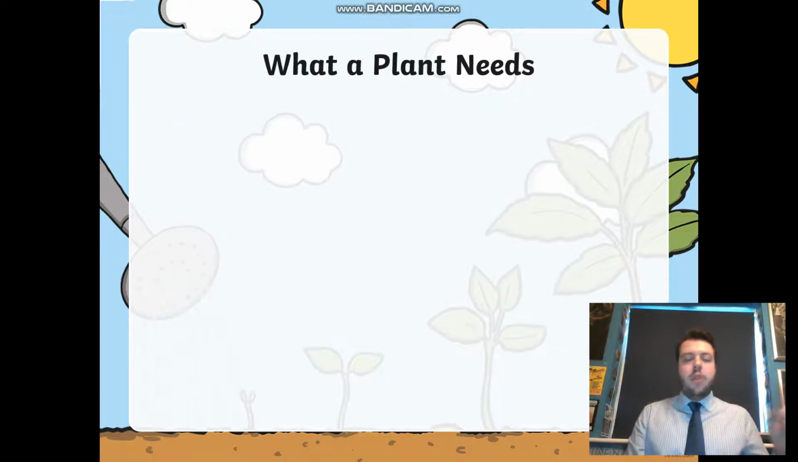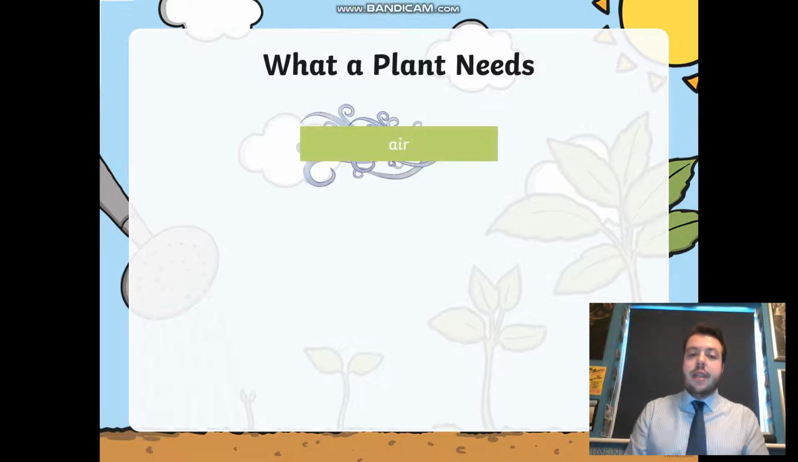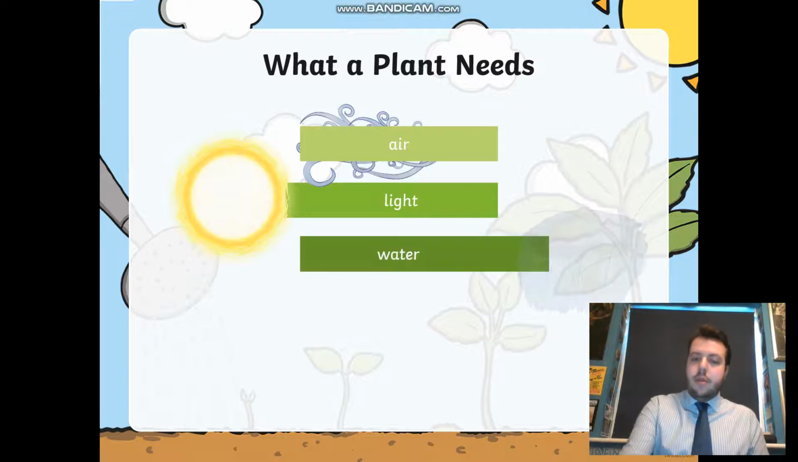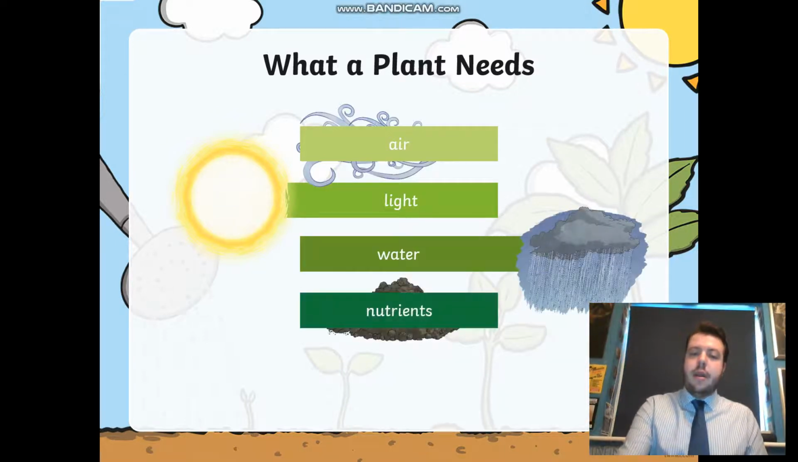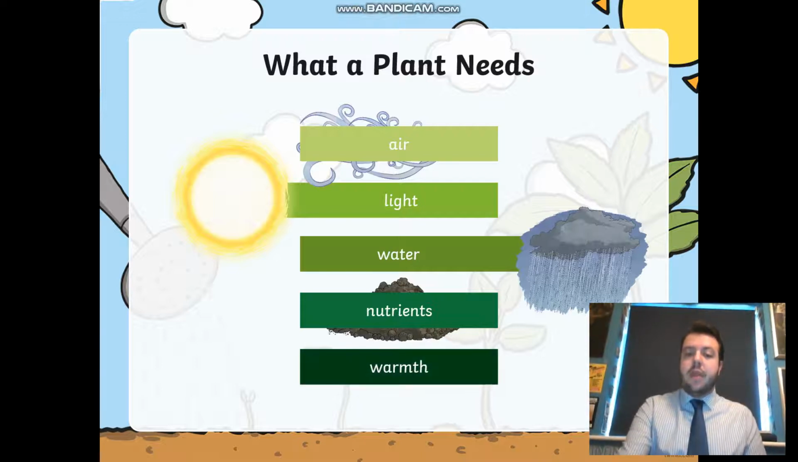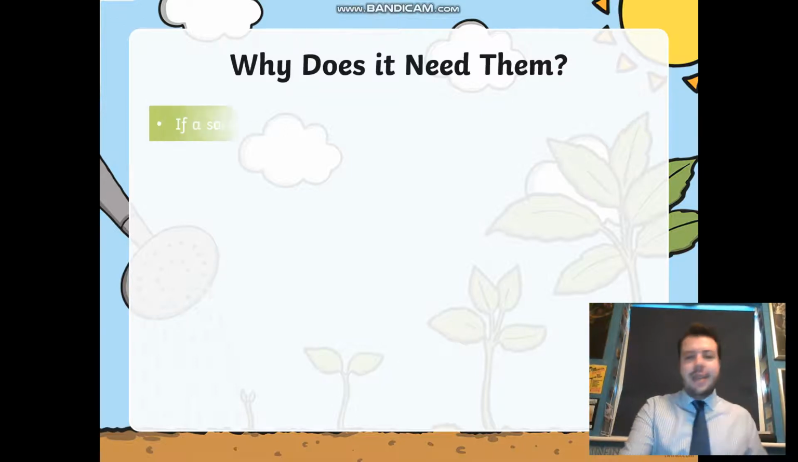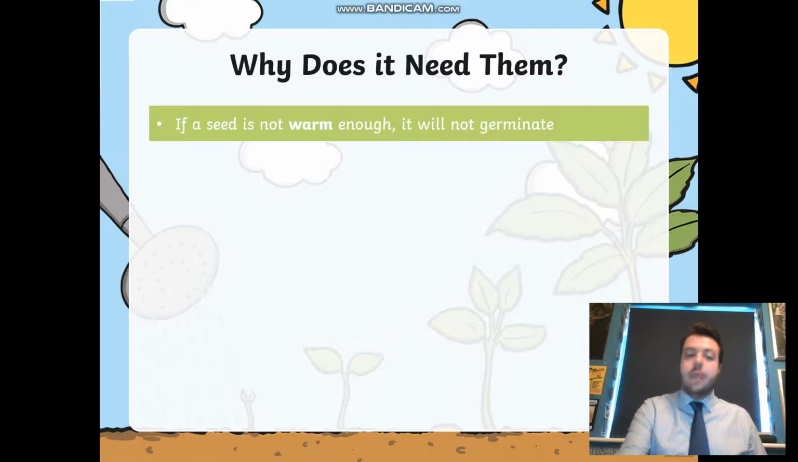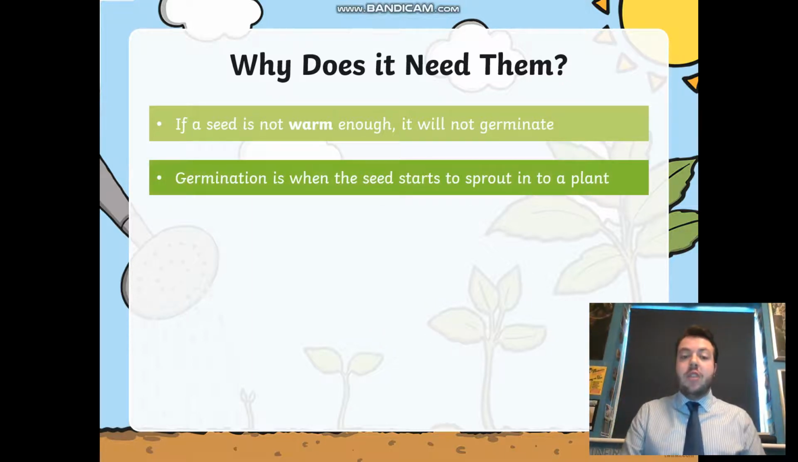A recap. This is what plants need. They need air. They need light, water, and nutrients from the soil. They also need warmth as well, which is a really important thing. But why does it need these things? First thing, if a seed is not warm enough, it will not germinate. Remember, that was one of the early stages of the life cycle of a plant. And germination is when the seed starts to sprout into a plant.